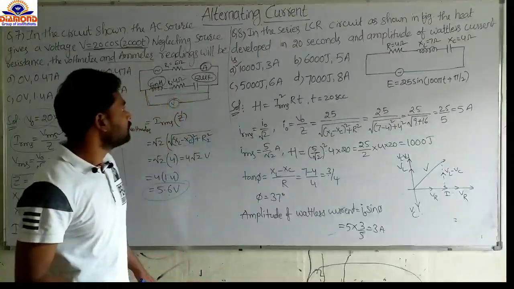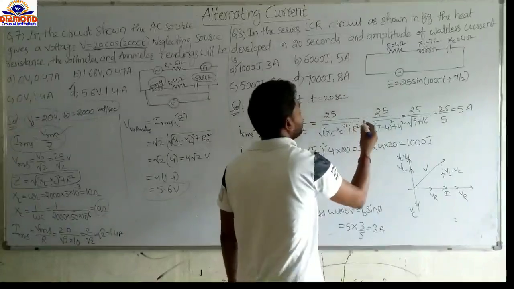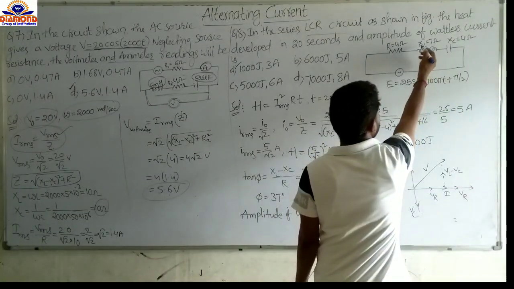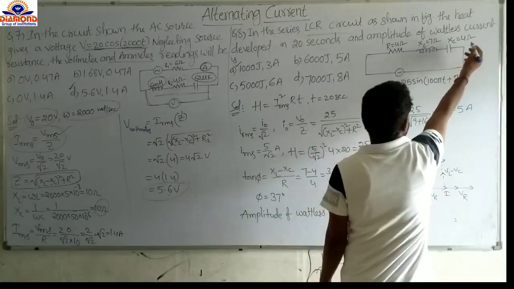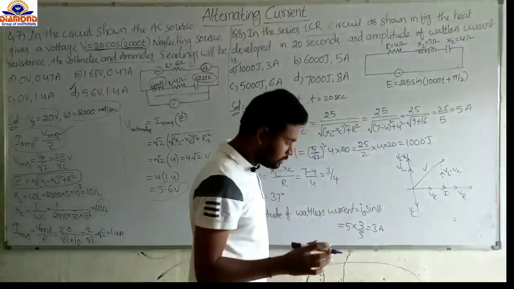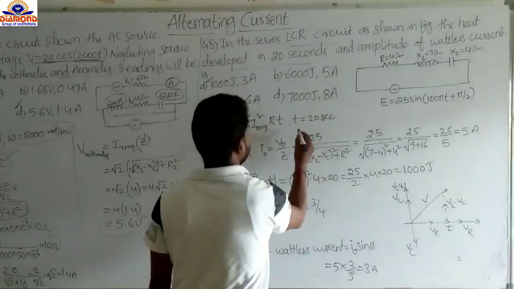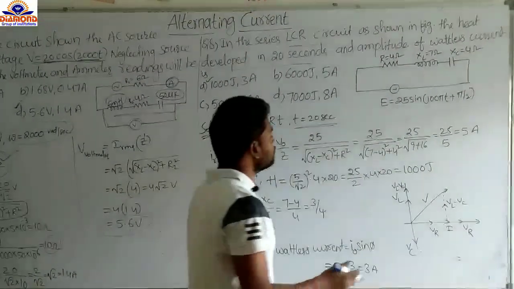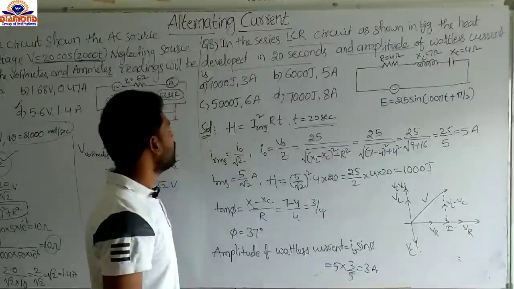Now see the next question. In the series LCR circuit as shown in the figure, they have given the figure: resistance value 4 ohm, inductive reactance 7 ohm, and capacitive reactance 4 ohm. Heat developed in 20 seconds. The time they have given is 20 seconds. In 20 seconds, how much heat is developed, we have to find. They are also asking for the amplitude of the wattless current.